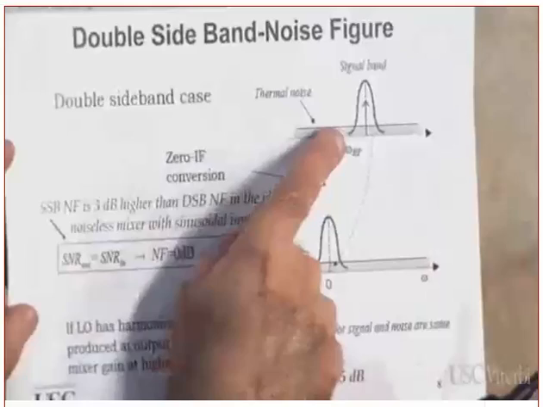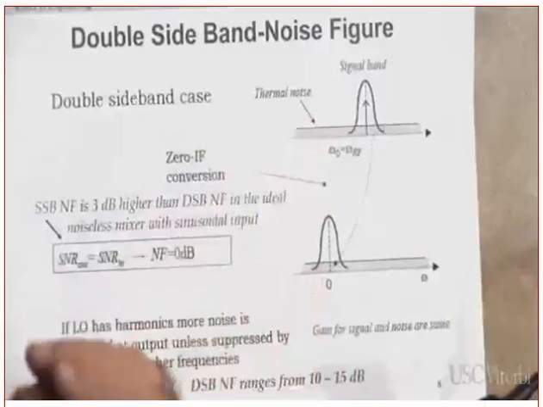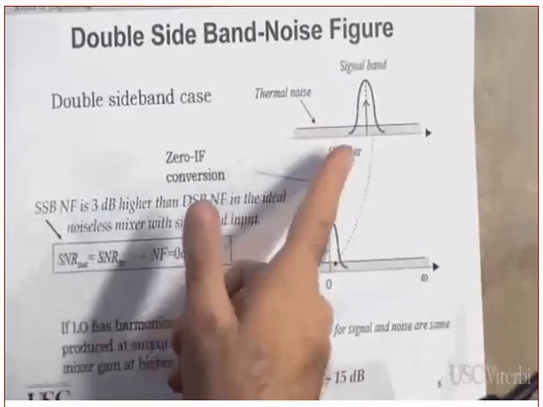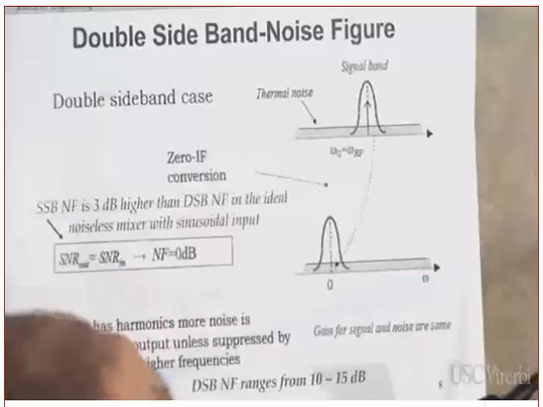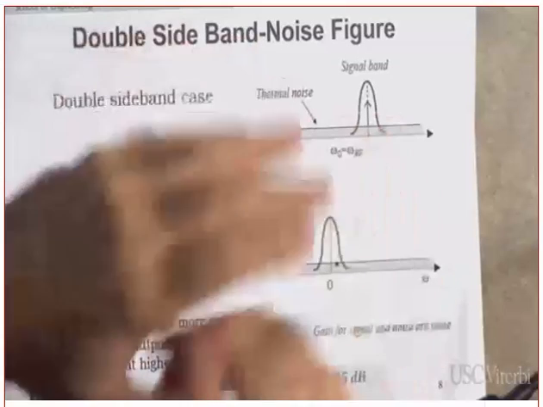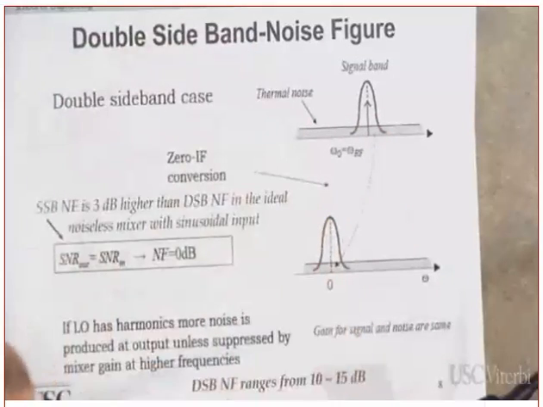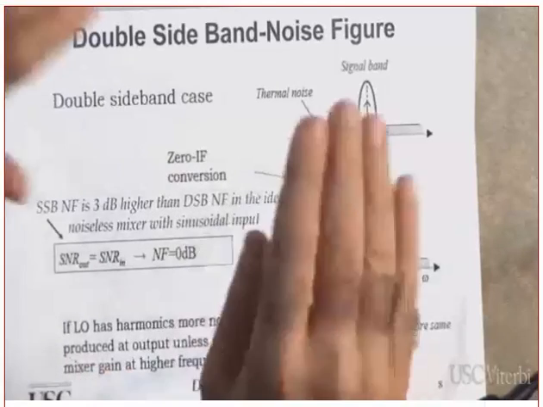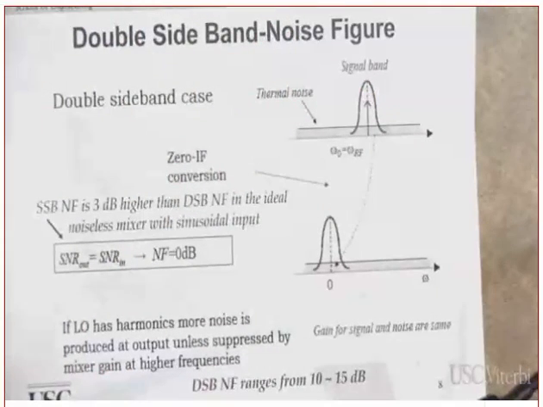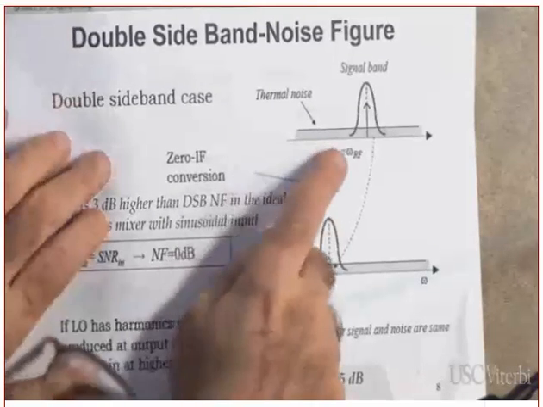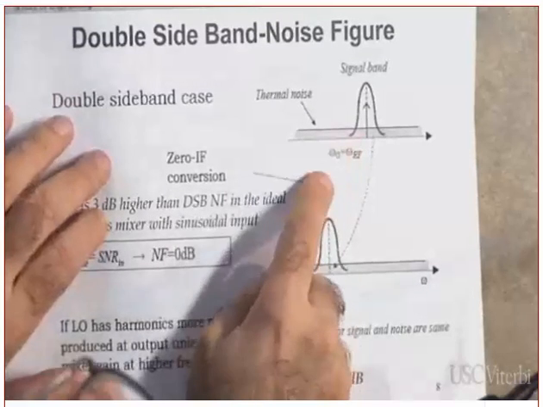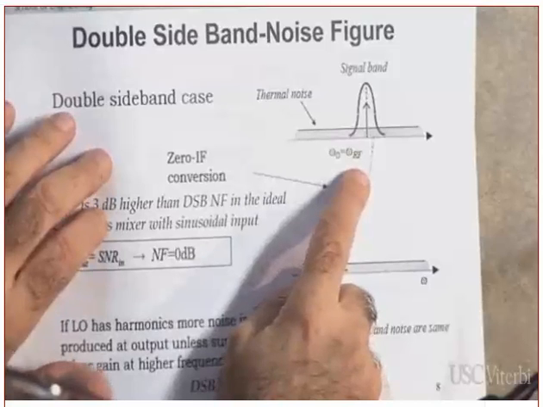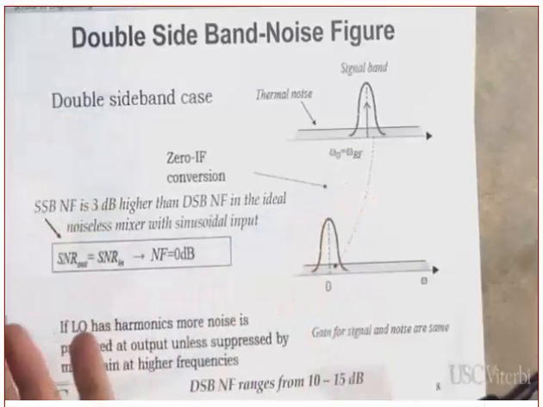I want you now to see the double sideband. This is one case. How do you describe this case for me? Do we have an image in this example? We don't have an image. Why? Because the RF is double sideband around omega LO, which means omega RF is the same as omega naught. Do you understand that or not?